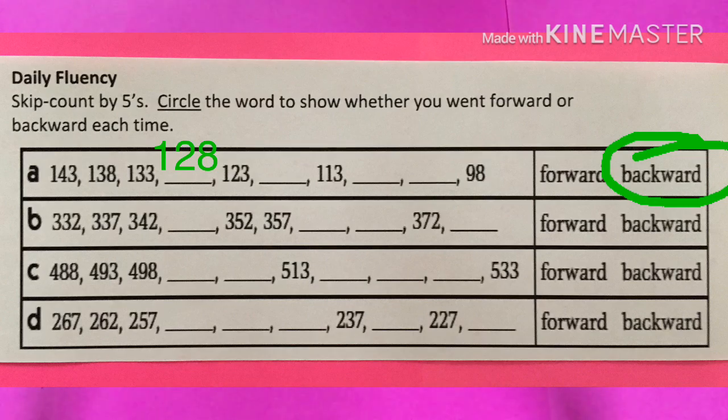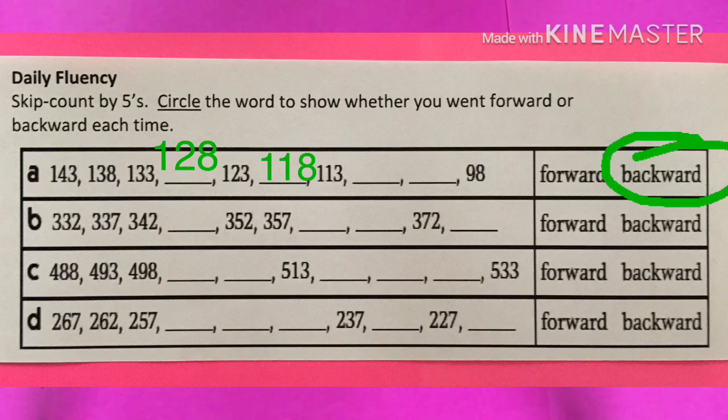Then we have 123, and we need to count 5 less. Let's use our fingers. 122, 121, 120, 119, 118. So write down 118. The next one is right there for you, 113.